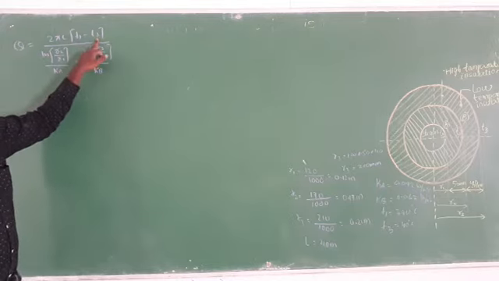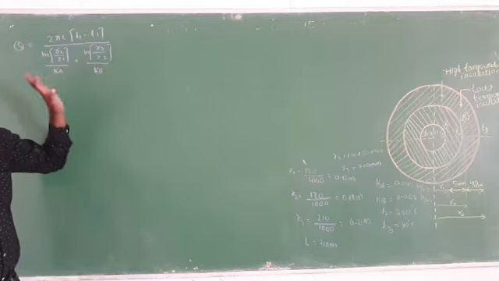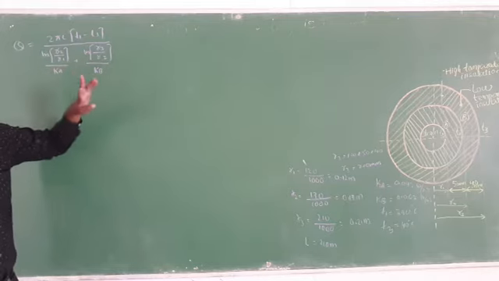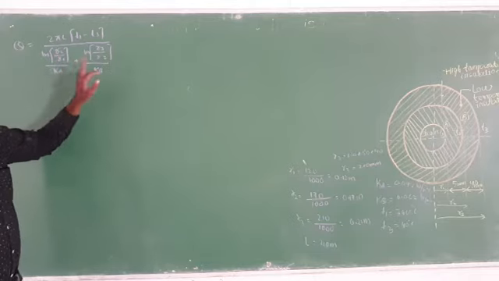Suppose here T4 will be there, so how many components in the bottom? If T4 is there, 3 components will be there. Like this you have to remember R2 by R1 and R3 by R2.